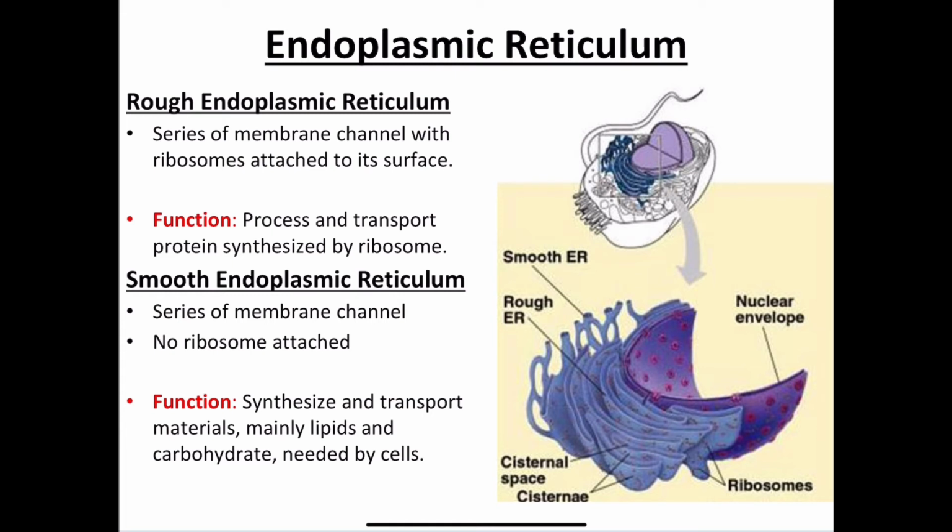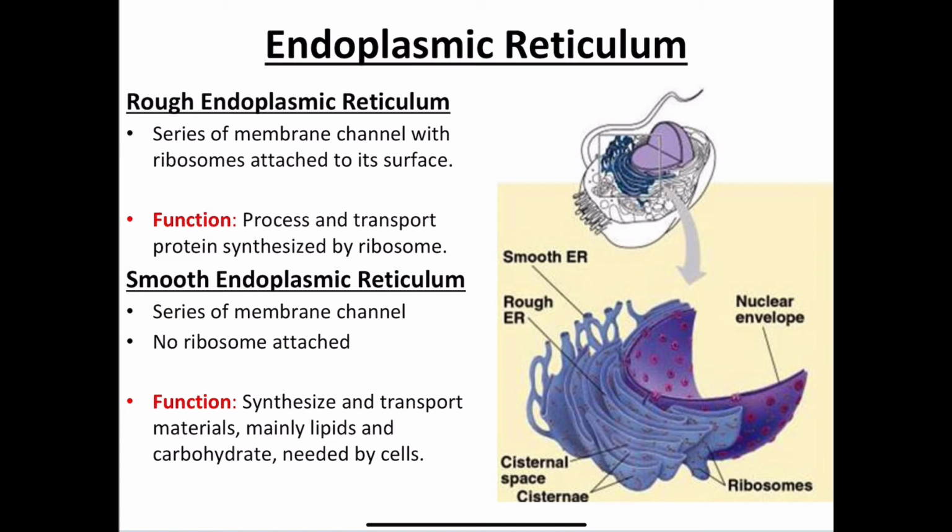Okay. The second type, smooth endoplasmic reticulum, is also a series of membrane channel tapi with no ribosome attached to its surface. So making it appear smooth. Dia nampak licin sebab di permukaan dia tidak ada ribosome melekat-lekat. Okay. So inilah. So these are the smooth ER. So fungsi dia berbeza daripada rough ER tadi. Untuk smooth ER, dia synthesize, dia buat, dia produce, okay, and transport lipids and carbohydrates.